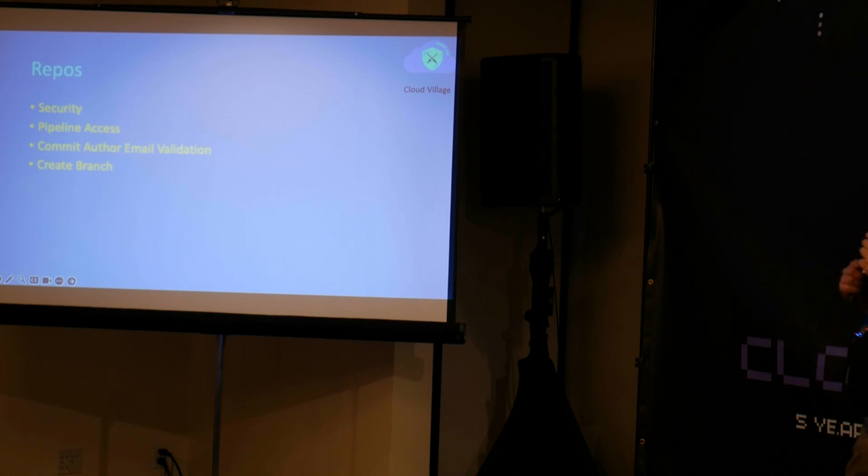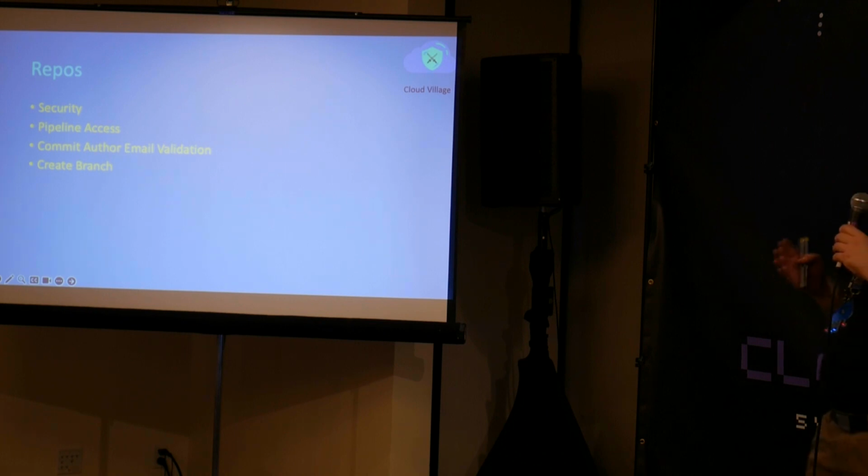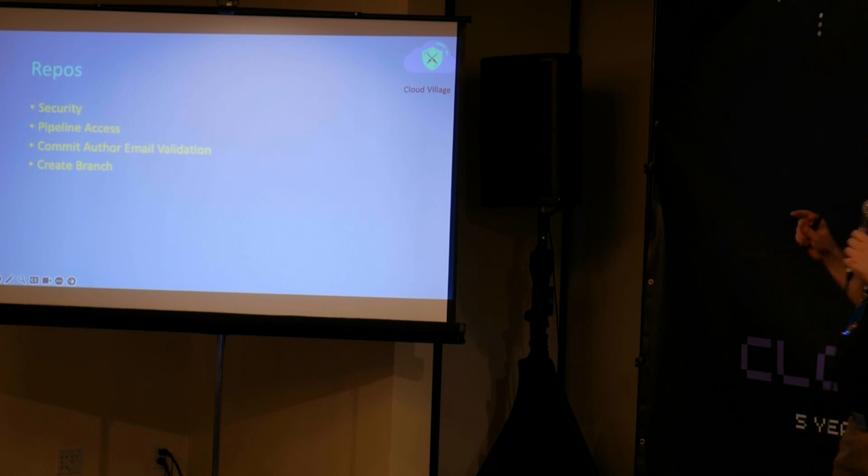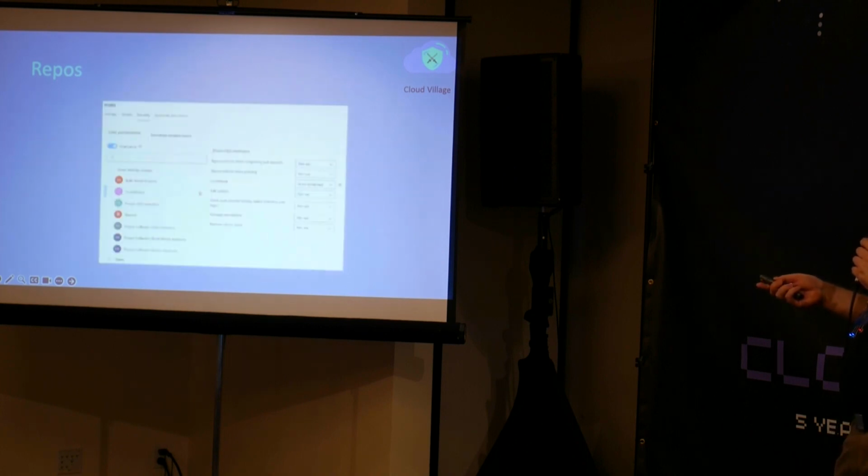There is something called commit author email validation that will make sure that once you configure Git, you add the email address, and you can specify which email addresses or email patterns can commit the code. And you can also create branches.